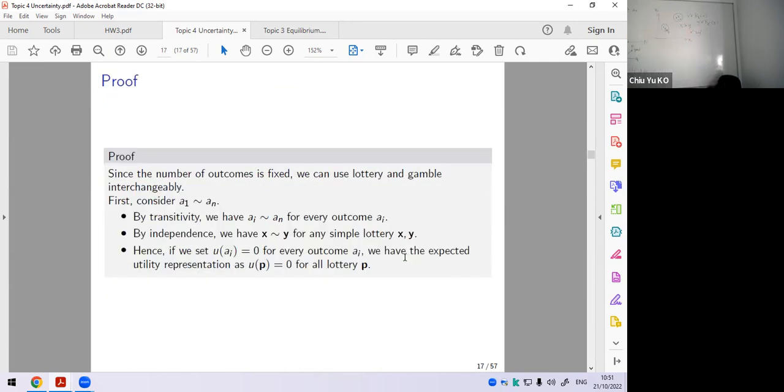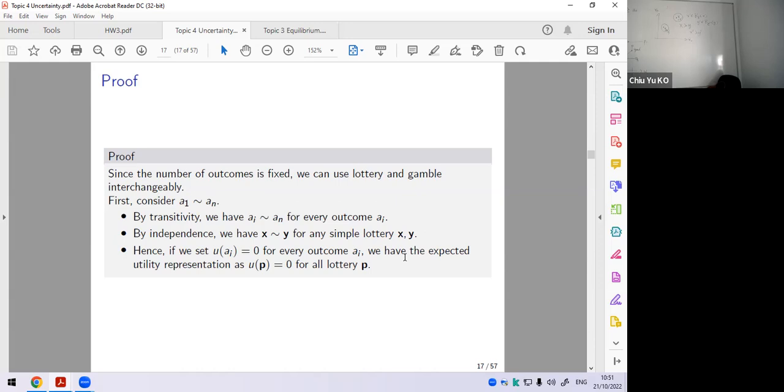Now, actually by reduction, any compound lottery is the same as a simple lottery. So we're done, because all the simple lotteries are the same. That means we have the expected utility by saying that all the utilities give you 0. Expected utility also gives you 0. So everything is 0, because everything is indifferent to you.